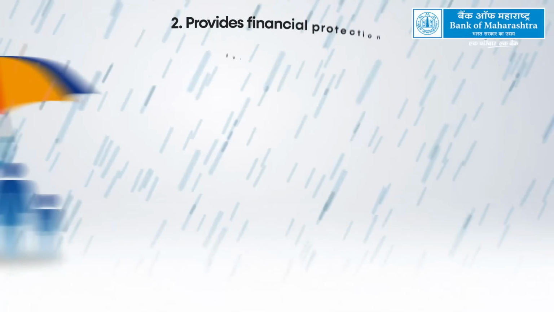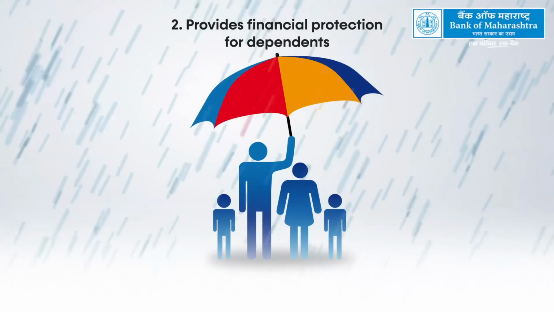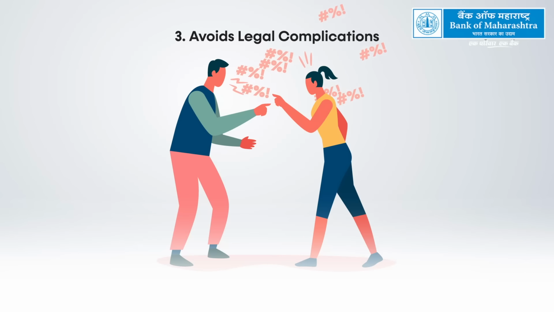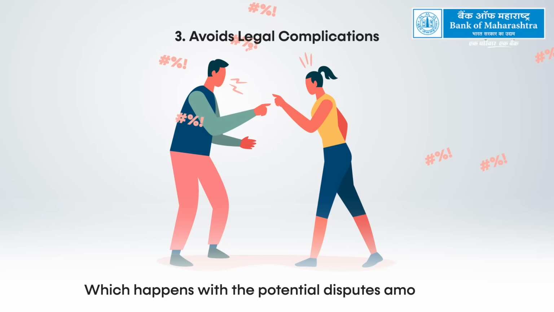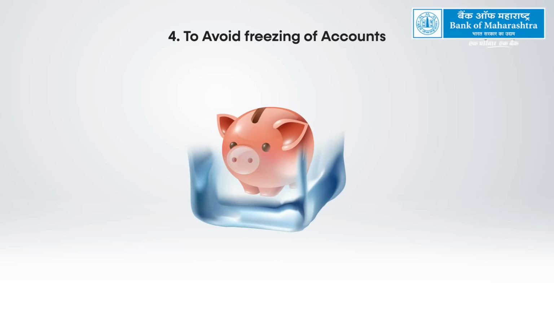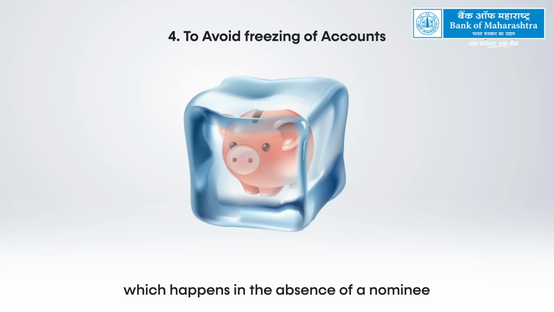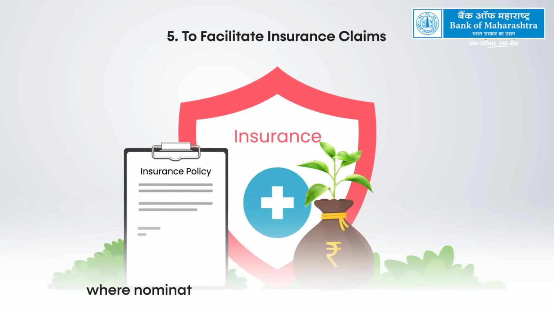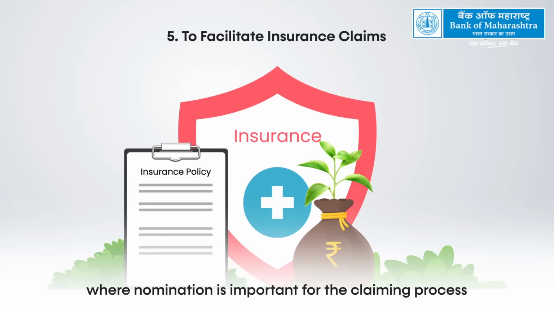2. Provides financial protection for dependents by ensuring immediate access to funds for essential expenses. 3. Avoids legal complications, which happen with potential disputes among heirs. 4. To avoid freezing of accounts, which happens in the absence of a nominee. 5. To facilitate insurance claims, where nomination is important for the claiming process.